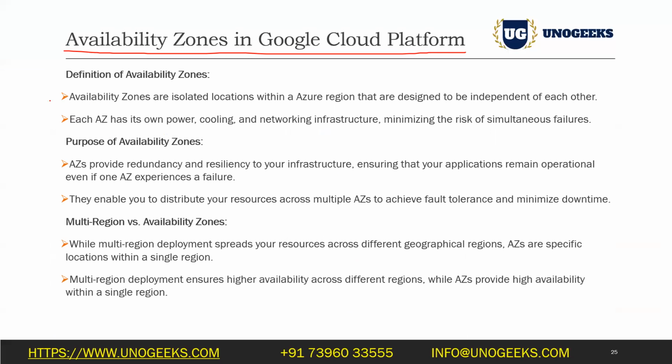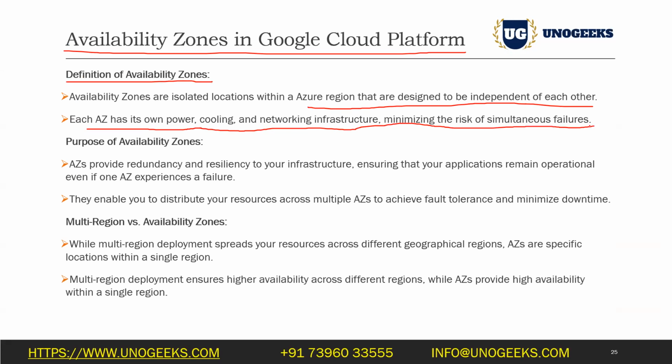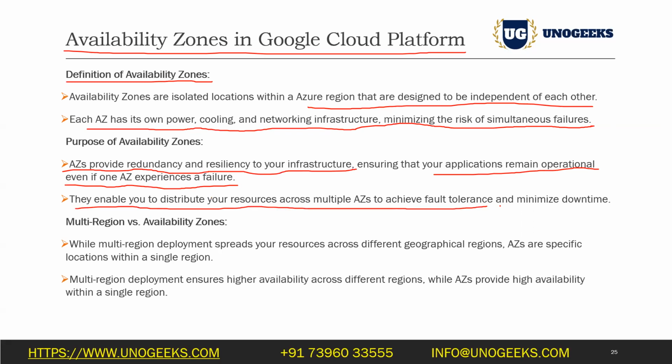You can see these availability zones. An availability zone stands for a power unit with independent power. Each has its own power, cooling, and networking infrastructure, minimizing the risk of simultaneous failures. This availability zone provides redundancy and resiliency for your infrastructure, ensuring your application remains operational even if one availability zone experiences a failure. They enable you to distribute your resources for fault tolerance and minimize downtime.